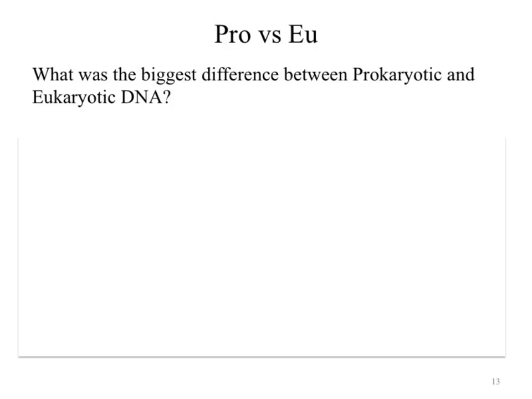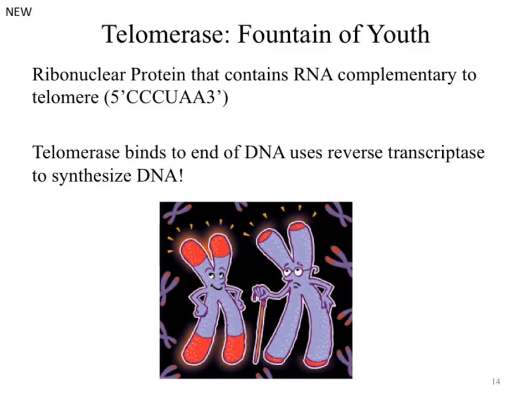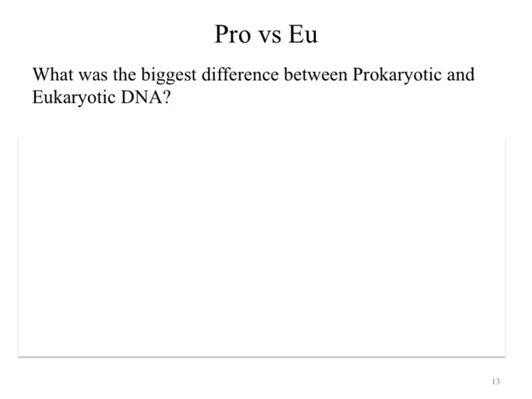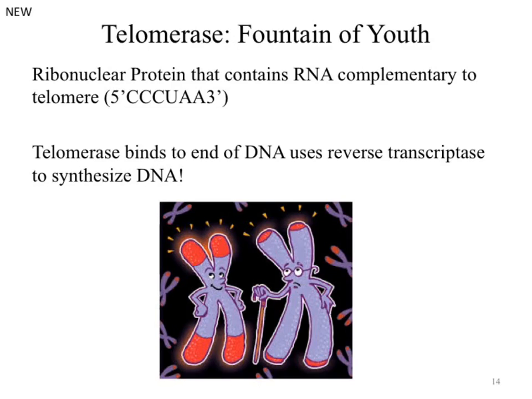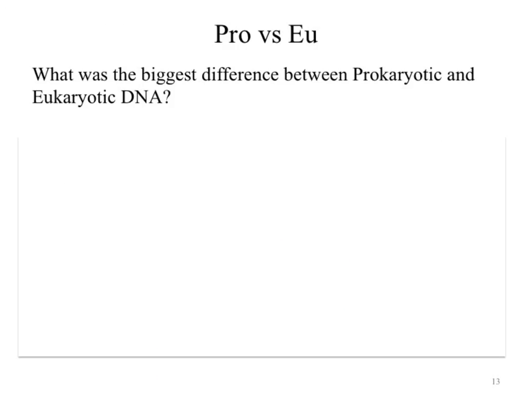Biggest difference between prokaryotic and eukaryotic? I don't remember. Oh. Well, we'll come back to that later. Okay, we were talking about what happens as we age. One of the things that happens as we age is this telomere section. So oh, that's what it is. I remember now. Anybody remember prokaryotic versus eukaryotic DNA?